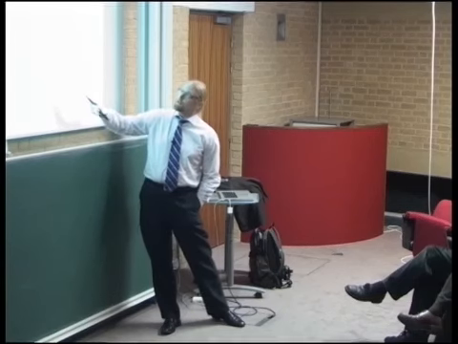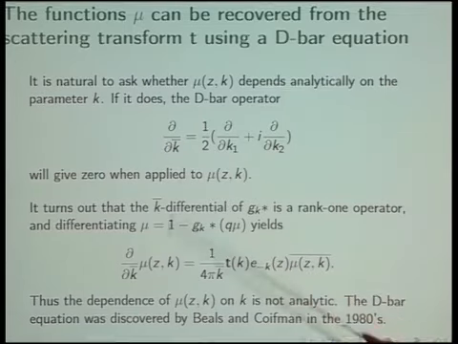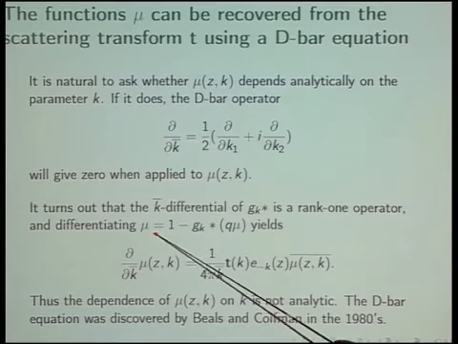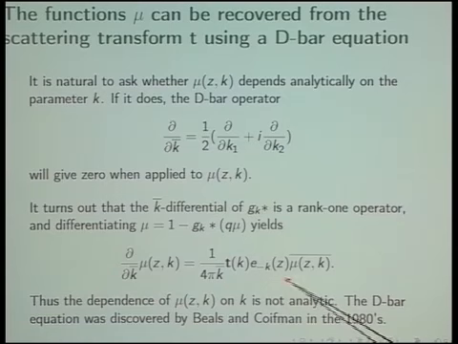So let's test it. Let's hit the functions with this d-bar operator. If this gives 0, they are analytic. It's like the Cauchy-Riemann equations. What happens when we hit this by this operator? If you look at the Lippmann-Schwinger type equation, what happens actually is that the derivative of this operator is a rank 1 operator containing the Fourier transform. And what happens is actually we get something non-zero on the right-hand side and including mu itself.